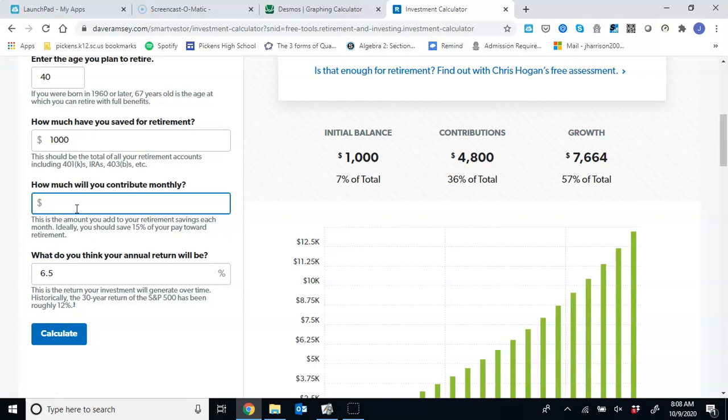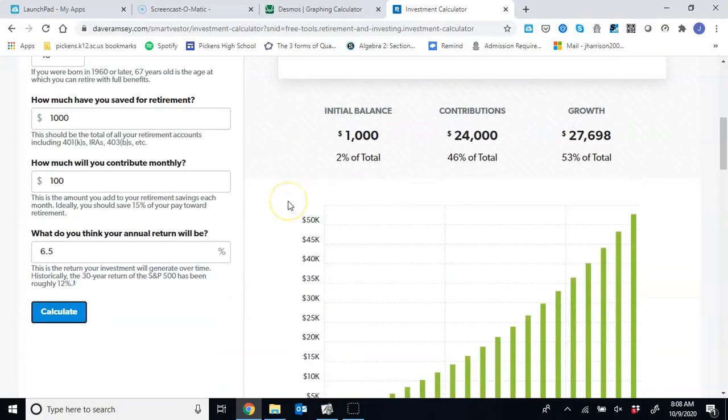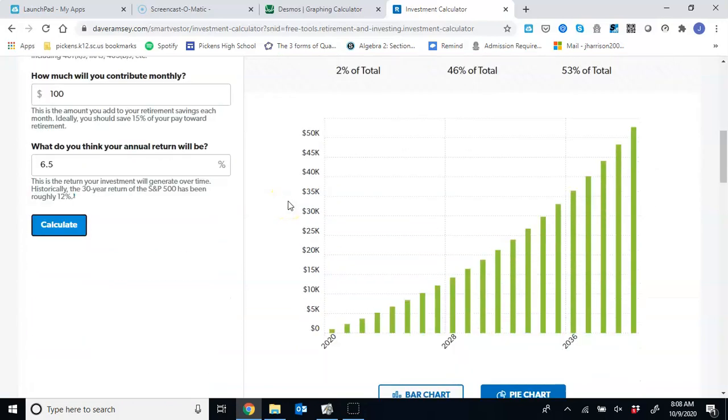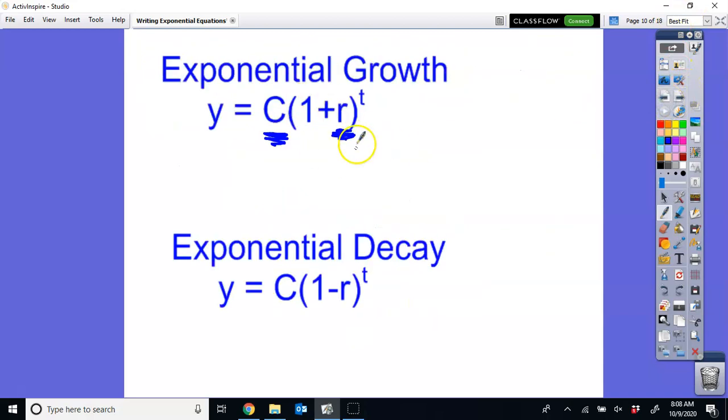And I'm just going to do one more here. Let's say we save $100 a month instead of $20. All of a sudden, I'm talking $52,000 in savings in 20 years. Guys, you can make the exponential graph work for you. You can make that math be something that's fun again instead of just, I got to learn this stupid stuff. So that's how we talk about exponential growth and decay. Remember, like I said, exponential growth, you're adding a percentage. Exponential decay, you are subtracting a percentage.